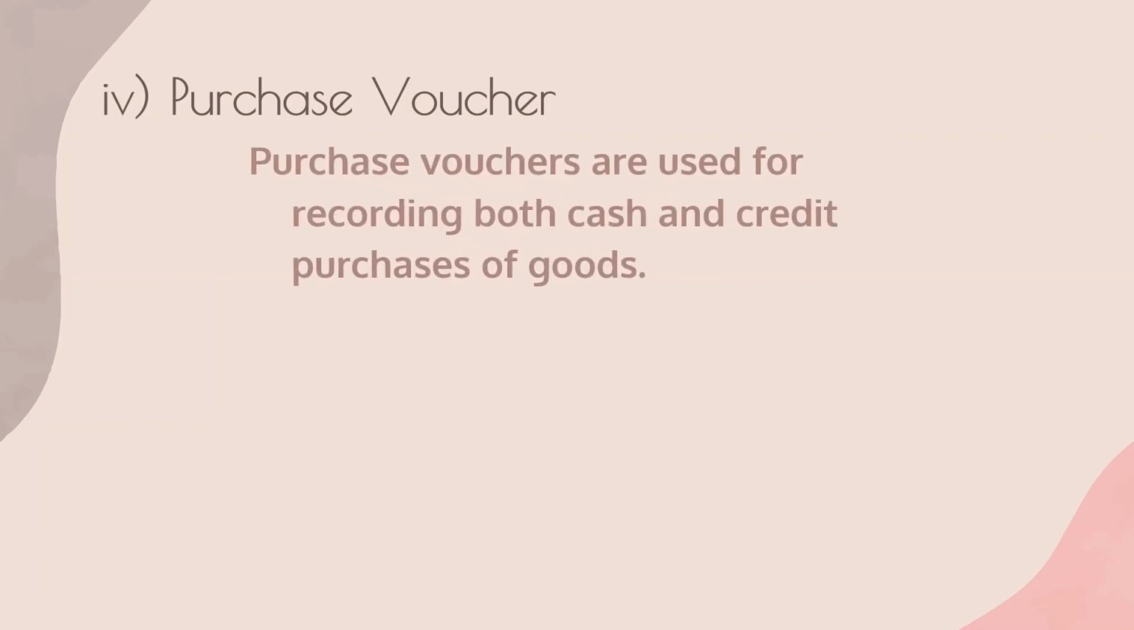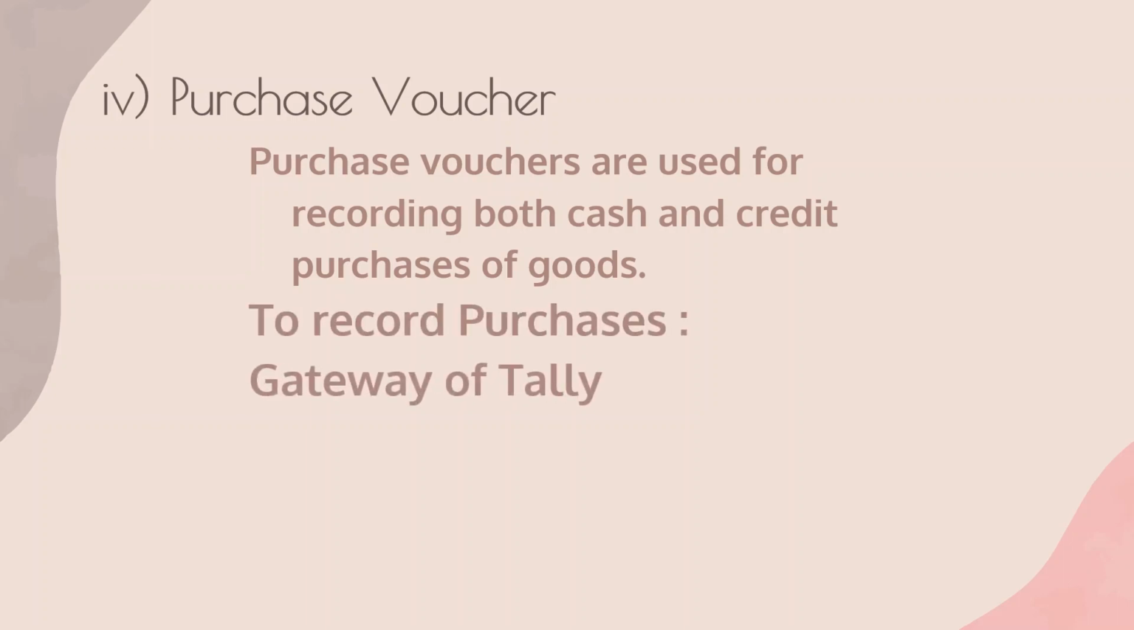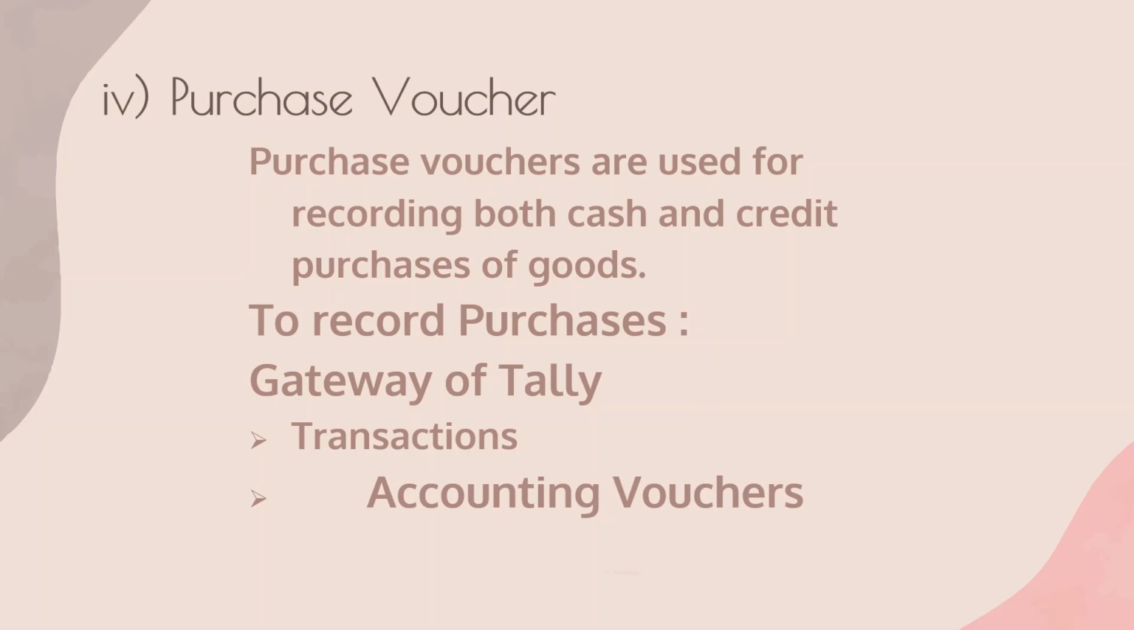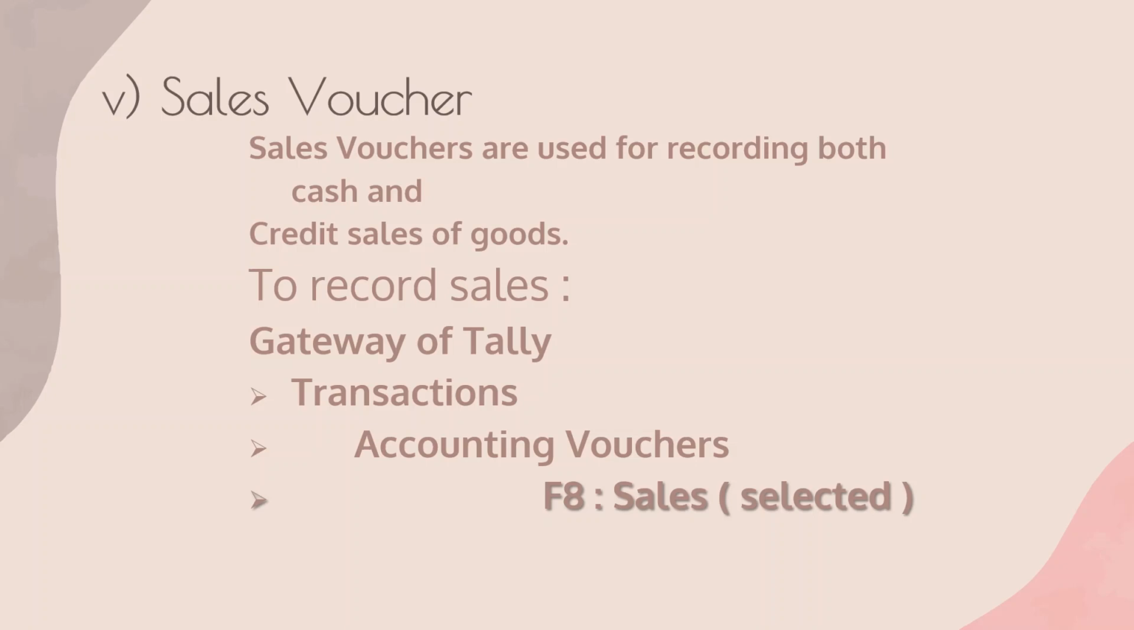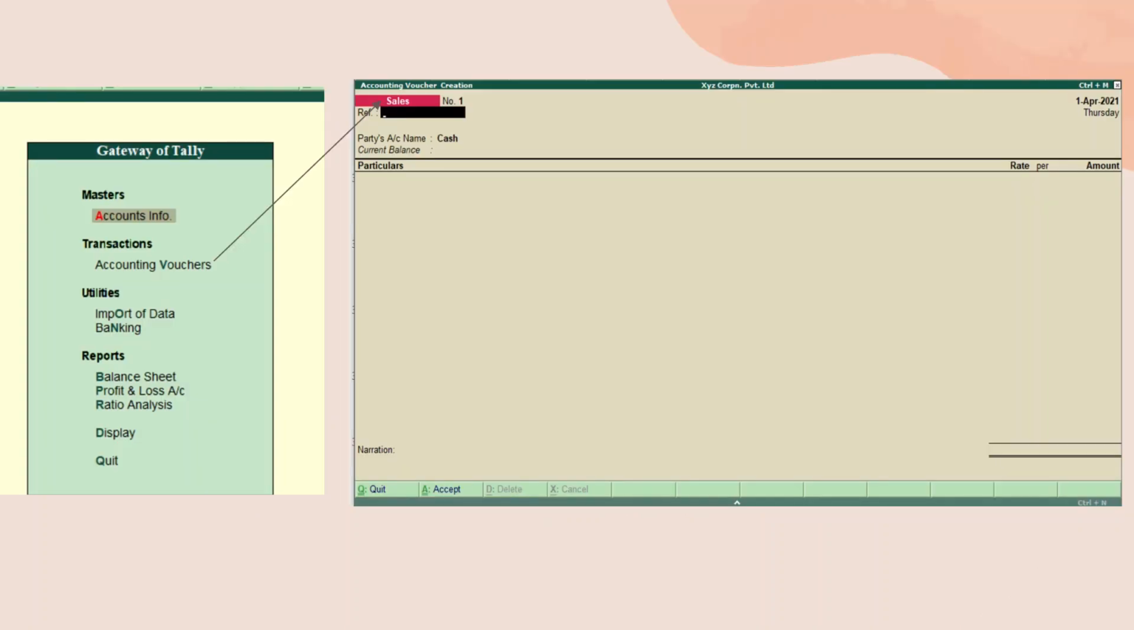Purchase voucher. Any purchases, whether cash purchase or credit purchase, you have to use this voucher. Transactions, Accounting Vouchers, you have to press F9. Now the purchase page will open, and you have to write the party's name and what type of purchase. If it is a cash purchase, you have to enter cash, everything. Sales voucher: here we record the sales, cash or credit sales. Gateway of Tally, Transactions, Accounting Vouchers, F8, sales will be selected. So you can enter the information.